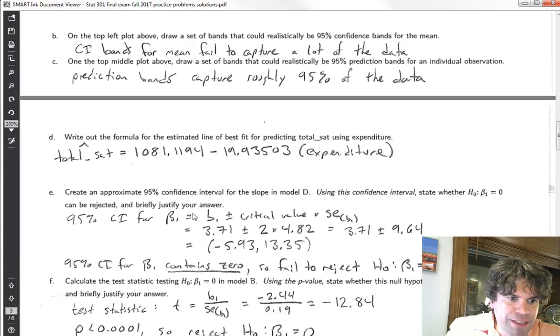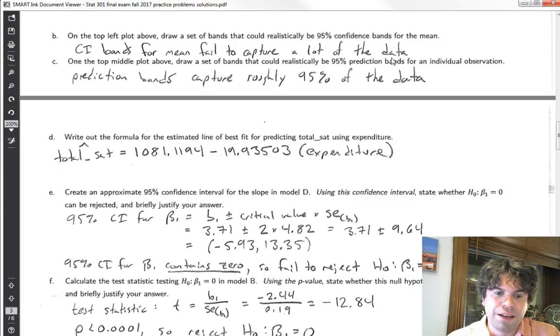Okay, A and B say on the top left plot above, draw a set of bands that could realistically be 95% confidence bands for a mean, and then C says on top of the middle plot, draw a set of bands that could realistically be 95% prediction bands for an individual observation. So you gotta know how to distinguish between these two things. Confidence bands for a mean, they're meant to capture the population line of best fit. We did a segment towards the beginning of the notes on inference and regression that discussed the sampling distribution of a line of best fit.